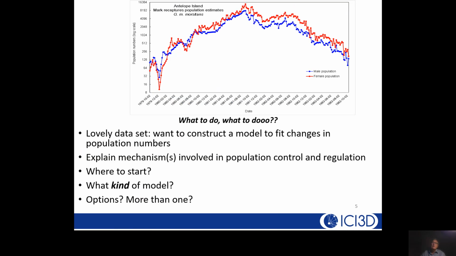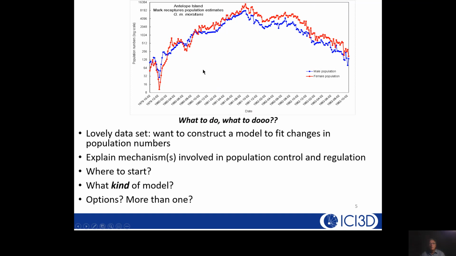So here are the data that we've got. We recall from part 1 the lovely data set. Nobody really has data like this, where we've got estimates of the absolute numbers week by week over a 4-year period. What we'd like to do is to explain the mechanisms involved in this population going up over here, and ultimately coming down and declining to zero.